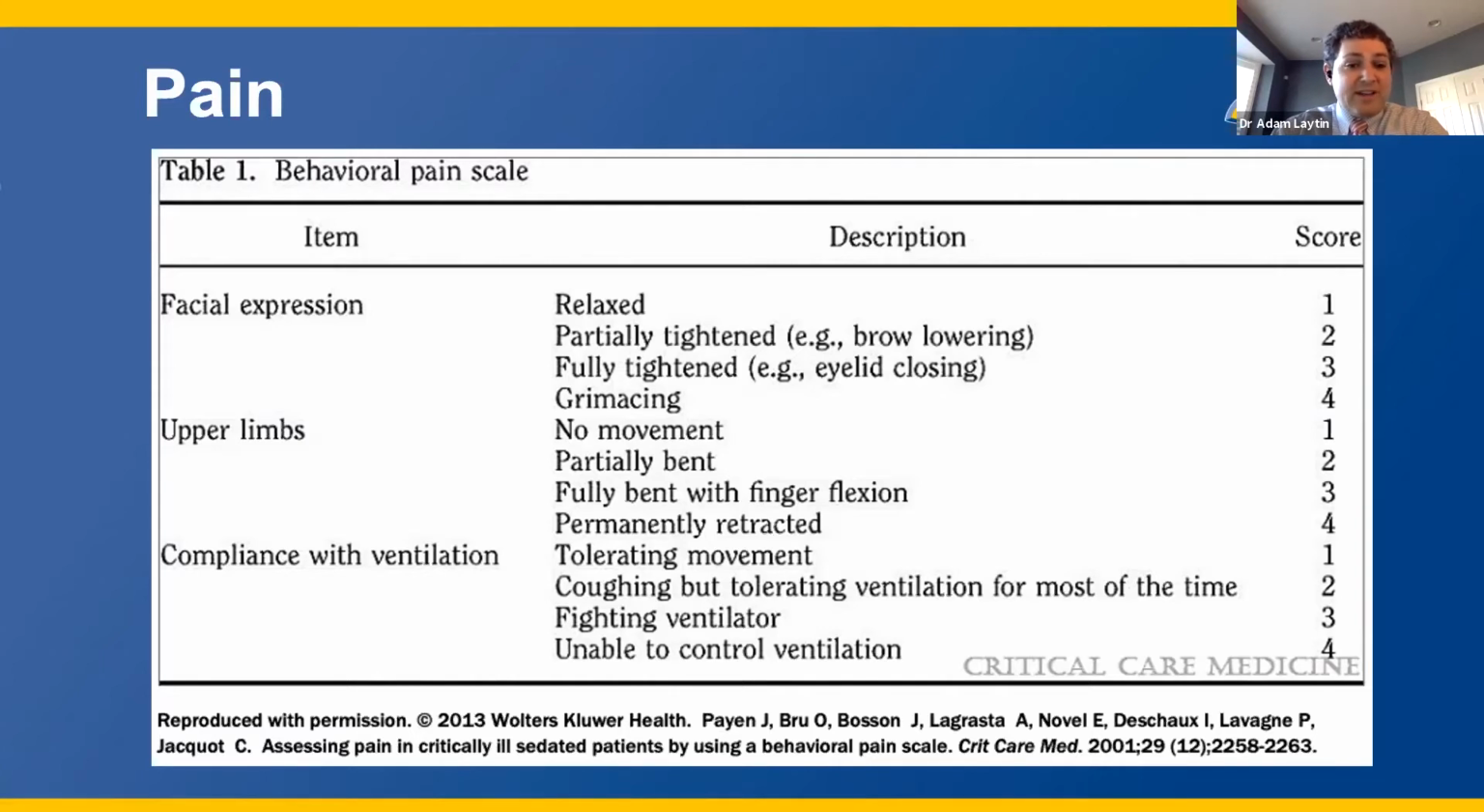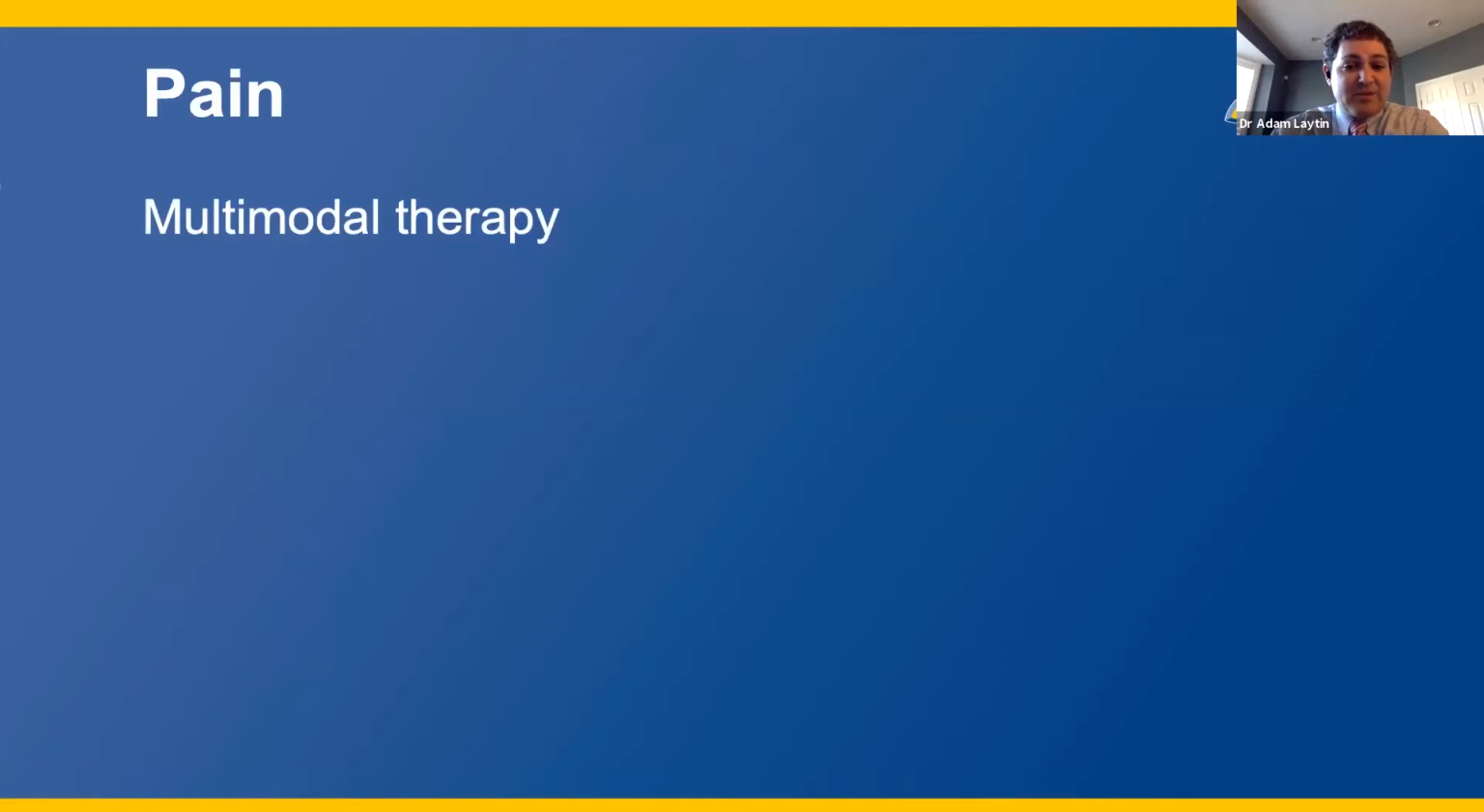So once we've been able to identify pain, then the question is, how do we treat it? There are a number of options available to us. The one that we rely on most heavily in the United States is opioid pain medication. And in most contexts, that will probably still be the mainstay of ICU analgesia, but should not be the only medication in your regimen.